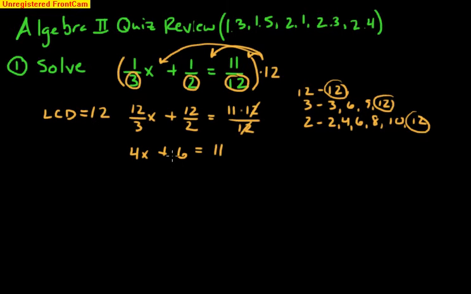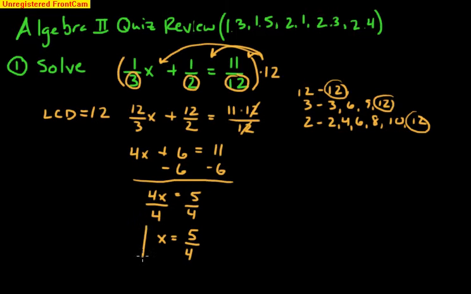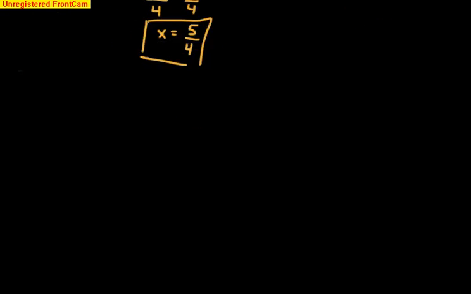And now it's a two-step problem. We move the 6 to the right side for x equals 5, and we divide by 4. X equals, now if this simplifies, meaning you can divide the numerator and denominator by a common factor, you need to do that. However, 5 and 4 do not share any common factors, so this is good, 5/4. Multiplying by the LCD is a technique to get rid of fractions. Okay, let's go on to our second problem.